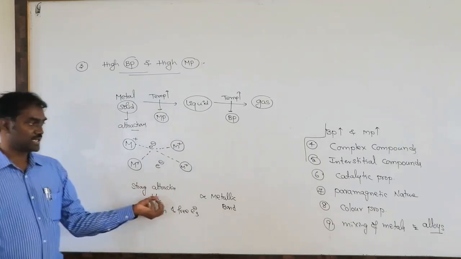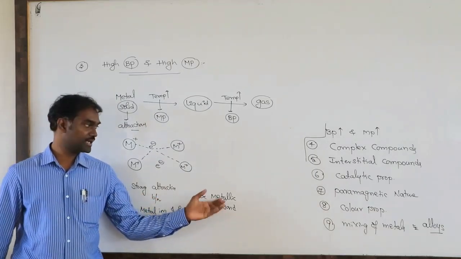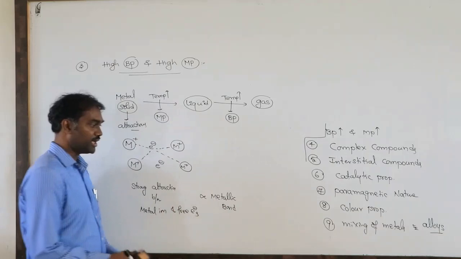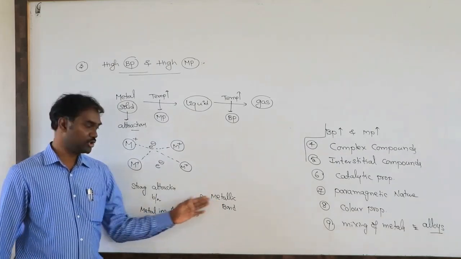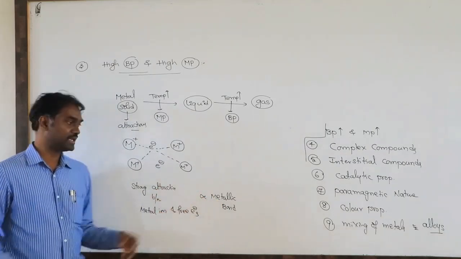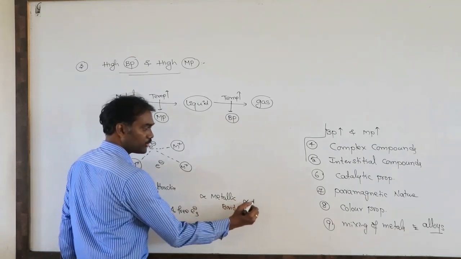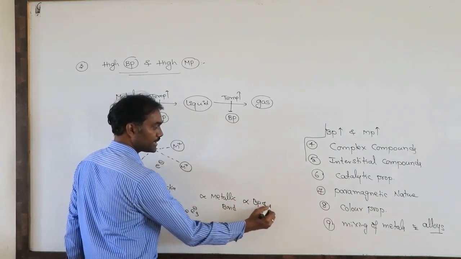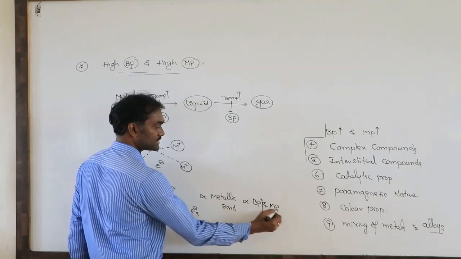So attractions increase, metallic bonds increase, which means that to break this metallic bond you must supply a greater amount of heat. That's why the boiling points and melting points also increase.